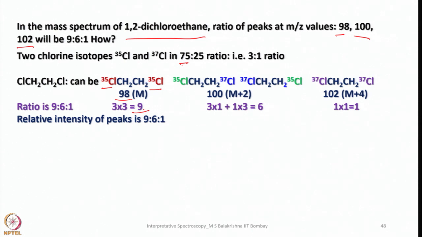And here we have two combinations. One is 35Cl and 37Cl, the other is 37Cl and 35Cl. So now we have 3:1 plus 1:3, which equals 6. And then both of them are 37Cl, which is 102, and this is only 1. So this gives the ratio of 9:6:1. So we can tell 98, 100 and 102 will be in 9:6:1 ratio because of the possible molecules having this type of distribution of isotopes in these different types of molecules.